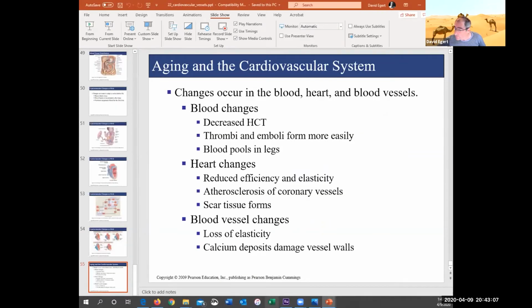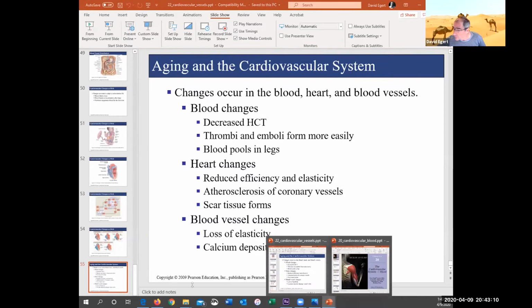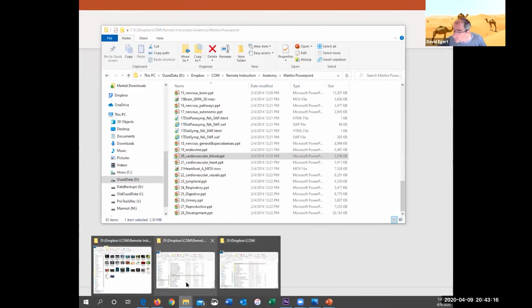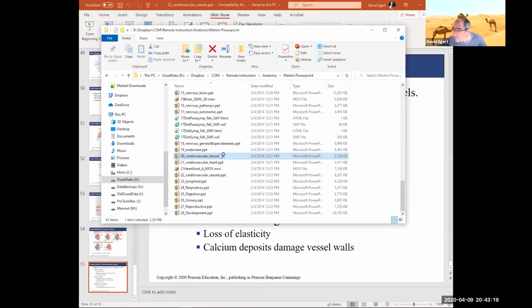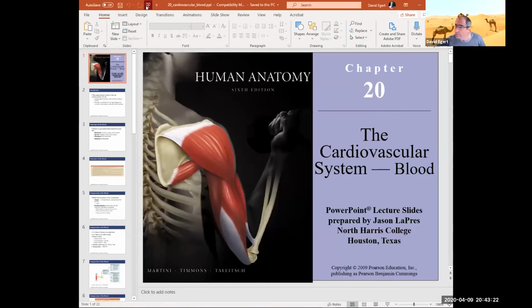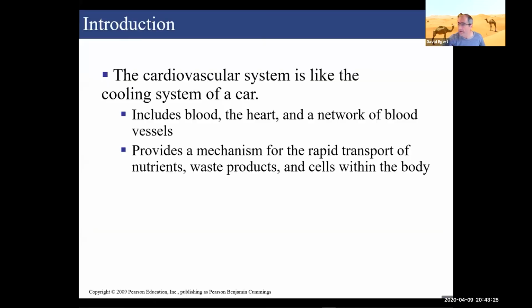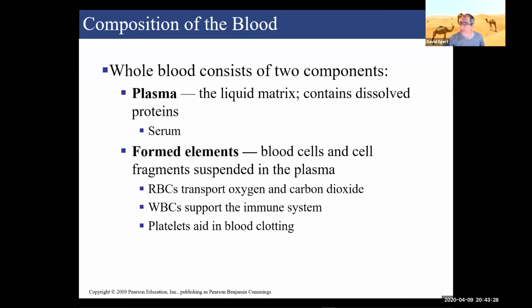So let me open up my blood one. So blood: plasma and formed elements. We're going to look at both of those. I'll come back to the PowerPoint in a little bit, but for right now, I think it's better to do this.